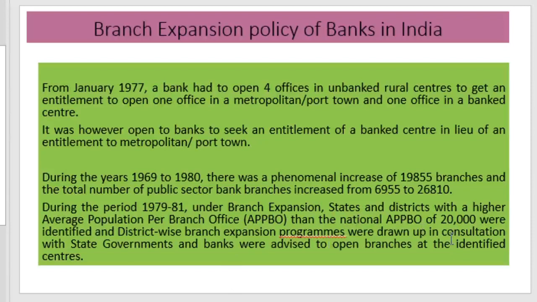During the period 1979 to 81, under branch expansion, states and districts with a higher average population per branch office than the national average of 20,000 were identified, and district-wise branch expansion programs were drawn up in consultation with the state government, and banks were advised to open branches at the identified centers. That is, during this period, a branch expansion policy was adopted, and the banks were allowed to open branches in areas above the average population per branch office of the national level.